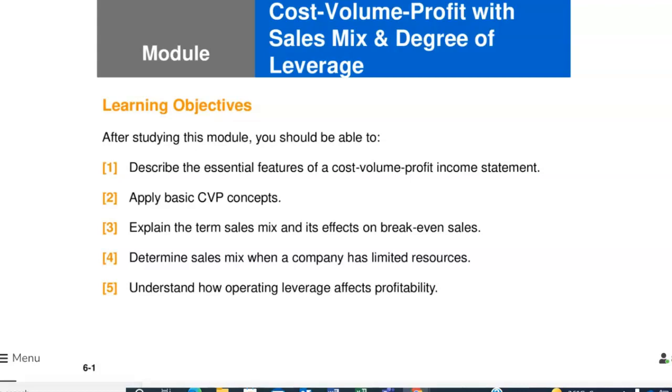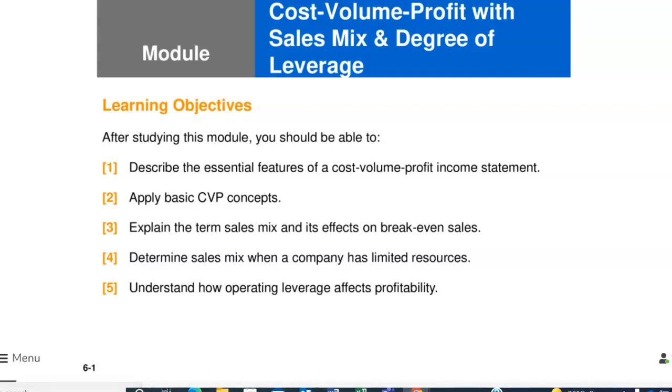That's the first part of tonight's lecture. The second part is the idea of leverage, calculating the degree of leverage. What is leverage? Well, it's related to our cost structure.